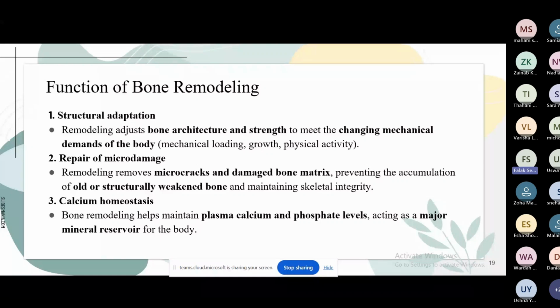It's also important for calcium homeostasis. Bone remodeling helps to maintain the plasma calcium and phosphate levels. It acts as a major mineral reservoir of the body.